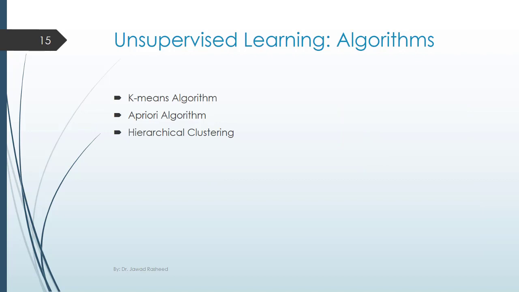We have the k-means algorithm, the Apriori algorithm, and hierarchical clustering. Obviously, these are just for your information, and in the coming lectures, we will try to implement at least one of these in Python. Now, let's move on and see some examples and use cases of unsupervised learning in different domains: health sector, banking, retail.